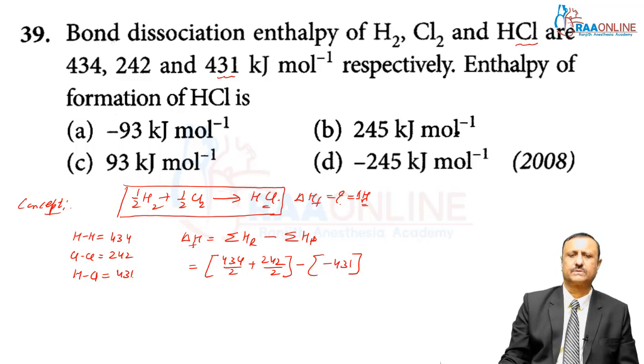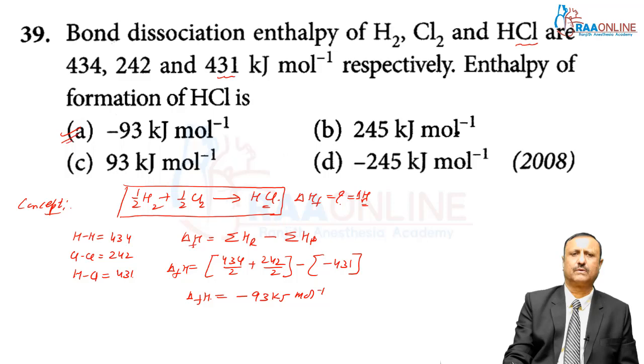So, my dear students, you can solve this equation, divide these values, and do the minus and plus, and you get the answer, that equals minus 93 kilojoule per mole. So, for question number 39, the option is A.